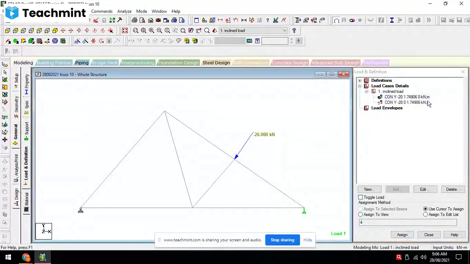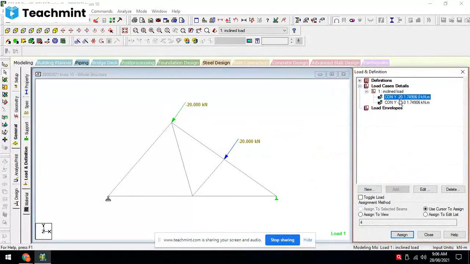Done, sir. Right. Now I will check this. You can see here. Now the next load is applied. This is second, this is first, and if I apply this load, you can see, right? So 20 kilonewton, 20 kilonewton, 20 kilonewton.